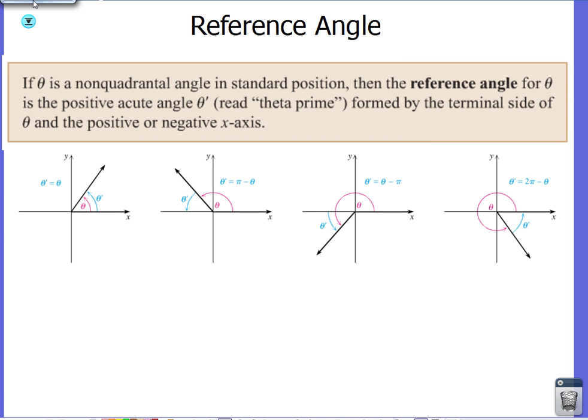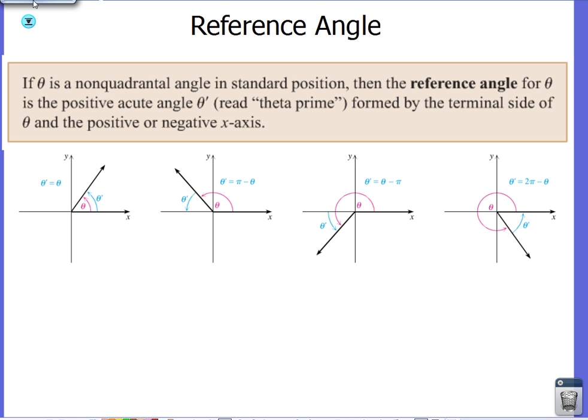Okay, one of the major topics in this chapter is reference angles. These are the rules for reference angles, but I don't want you to write these down. I want you to know by definition what a reference angle is, and then try to figure out the rules pretty much on your own.